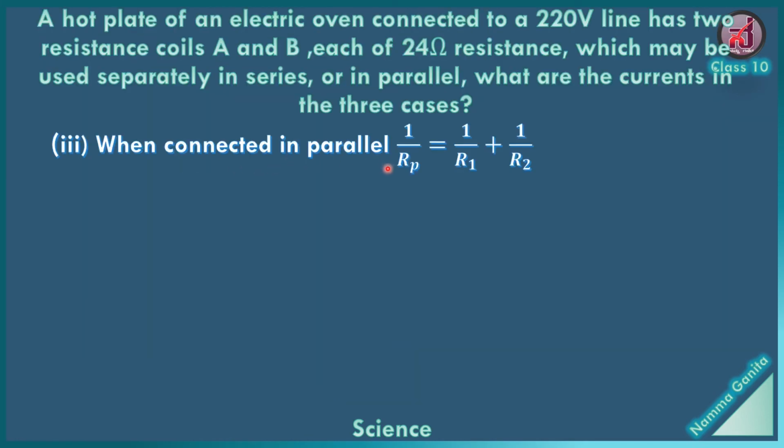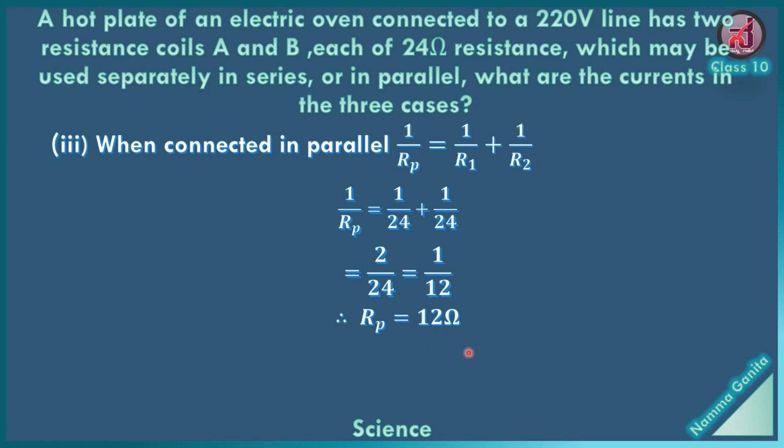Consider the third case. When connected in parallel, 1 by Rp is equal to 1 by R1 plus 1 by R2. Substitute the values. 1 by RA plus 1 by RB, that is equal to 1 by 24 plus 1 by 24, that is equal to 1 plus 1, 2, 24 is the common denominator. 2 1s are 2, 2 12s are 24. 1 by 12. 1 by Rp is equal to 1 by 12. Therefore, Rp is equal to 12 ohm.